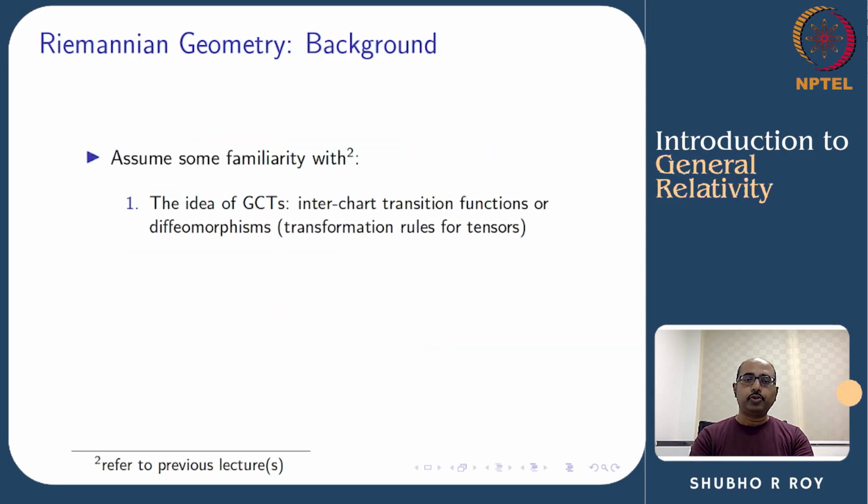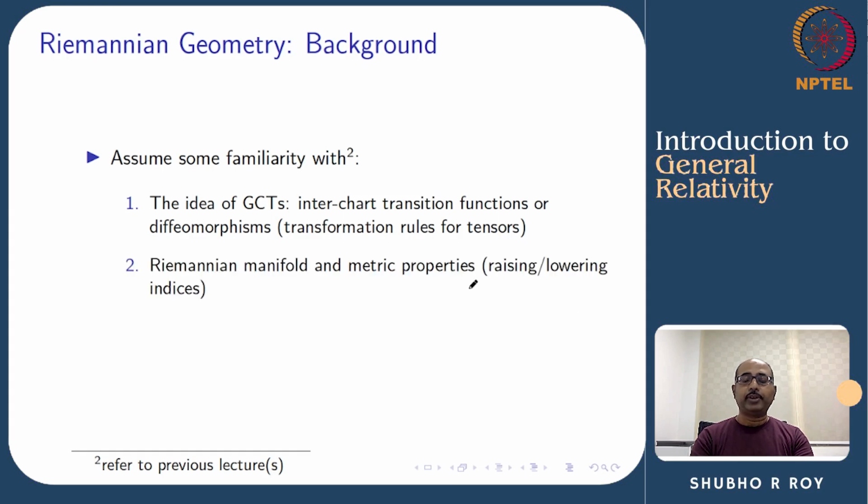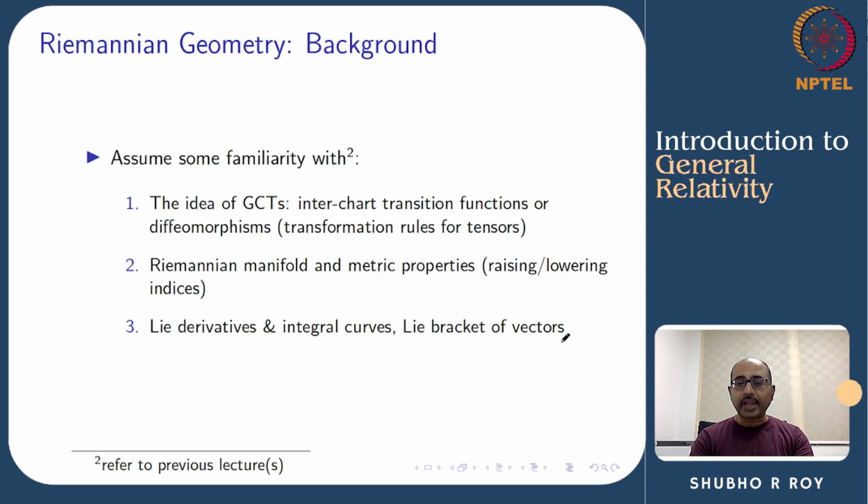As for background, I'm going to assume some familiarity with the idea of general coordinate transformations in the context of manifolds, that is, familiarity with the idea of charts, transition functions or diffeomorphisms, as well as people should know the transformation rules for tensors. I also expect some familiarity with the concept of a Riemannian manifold and the associated properties of the Riemannian metric, for example, raising and lowering operations. Finally, I'm going to also appeal to the knowledge of Lie derivatives and integral curves of smooth vector fields and the idea of the Lie bracket of 2 vectors.